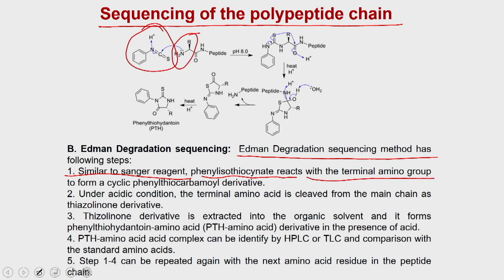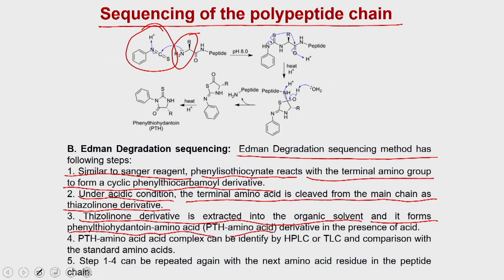amino groups to form a cyclic phenyl thiocarbamoyl derivative. So, in step 2, under acidic condition, the terminal amino acid is cleaved from the main chain as a thiazolinone derivative, and once the thiazolinone derivative is extracted into the organic solvent, it forms the phenyl thiohydantoin amino acid, the PTH amino acid complex, which is this one. In the presence of acid, the PTH amino acid complex can be identified by HPLC or TLC in comparison with the standard amino acid.